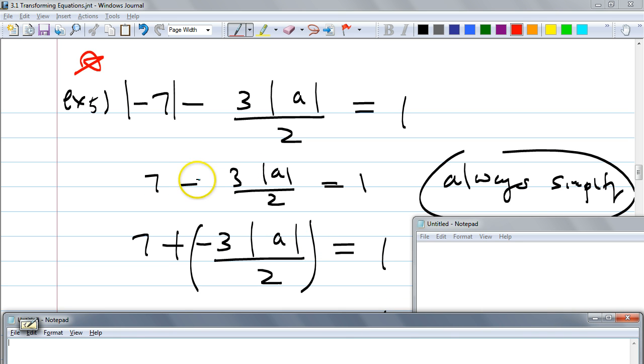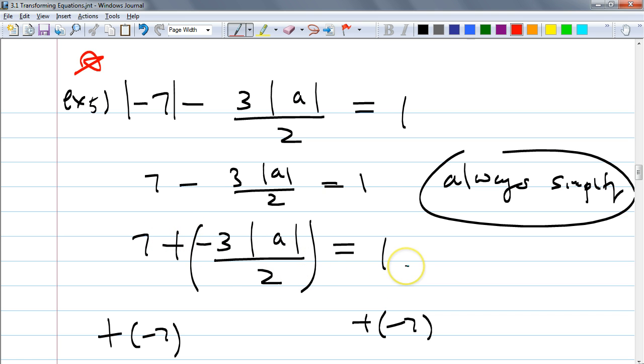You had subtraction in the middle. So I wrote 7 plus -3 absolute value of a over 2. And there's a reason why I did that, by the way. You'll see why in a minute. So after we add 7 to both sides, what do we get? I mean, not 7, -7 to both sides.